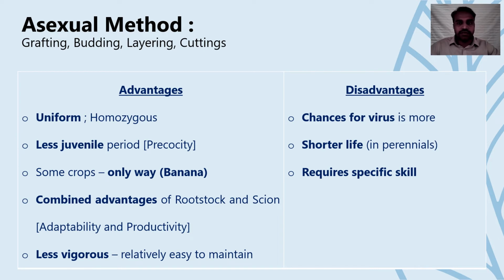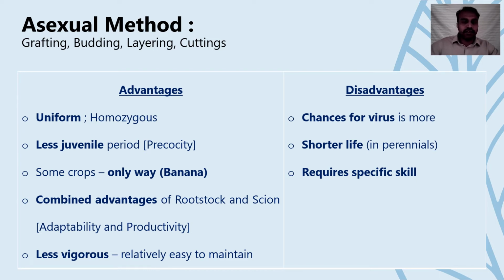The main disadvantage is that the chances for virus are more in the asexual method, and there is quite a bit of evidence. There was an incident where the Gros Michel cultivar of banana was totally destroyed because of the Panama wilt disease, and there are no resistant or tolerant varieties there, so it was totally devastated. And similarly, the banana bunchy top virus has significantly reduced the production of banana in Southeast Asia, South Asia, and Middle East countries.